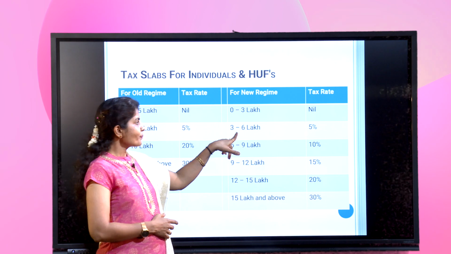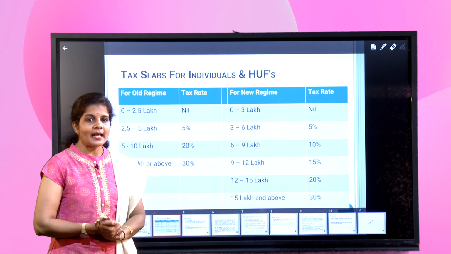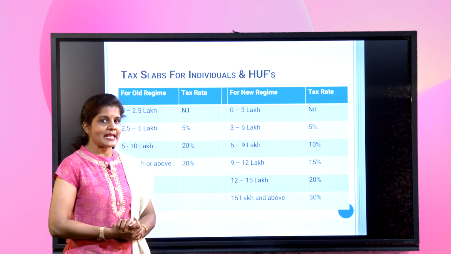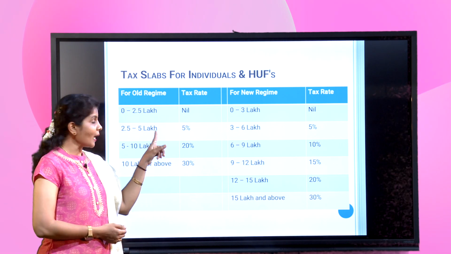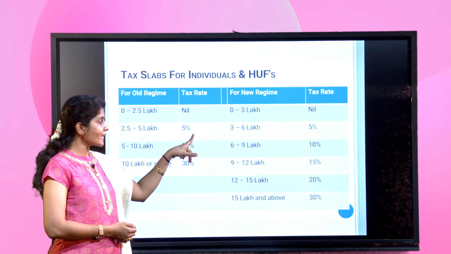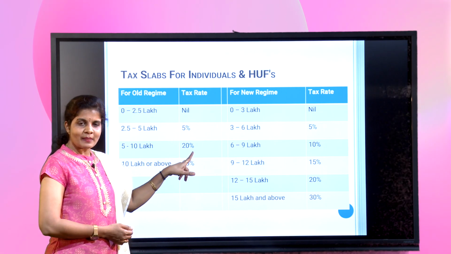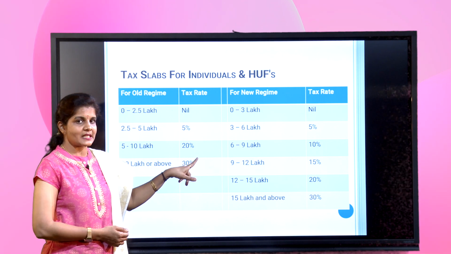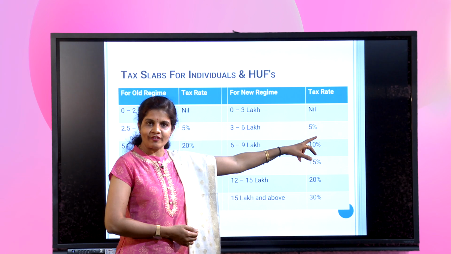Okay. Next, from 3 lakh to 6 lakh, it is 5%. So from 3 lakh rupees to 6 lakh rupees, 5% tax needs to be paid, whereas under the old tax regime, up to 5 lakh rupees, it is 5%. If it exceeds 5 lakh, the taxpayers have to pay a 20% tax rate. But here, up to 6 lakh rupees, it is allowed at 5%.